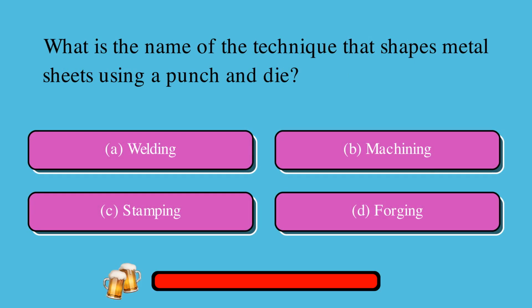What is the name of the technique that shapes metal sheets using a punch and die? A. Welding, B. Machining, C. Stamping, D. Forging? The correct answer is C. Stamping.